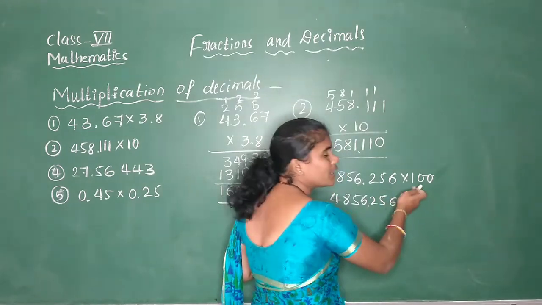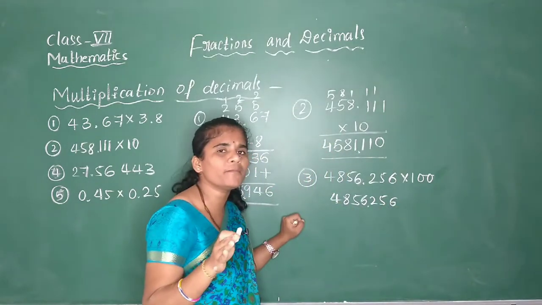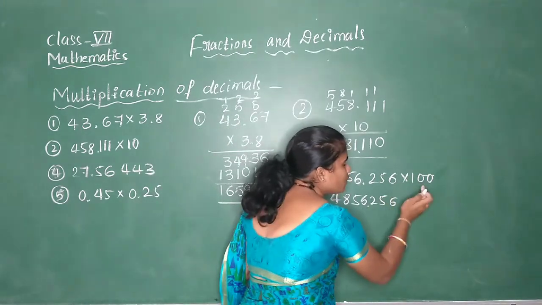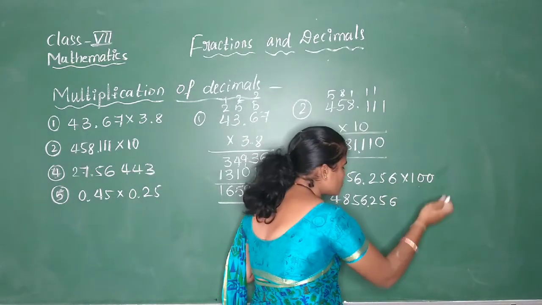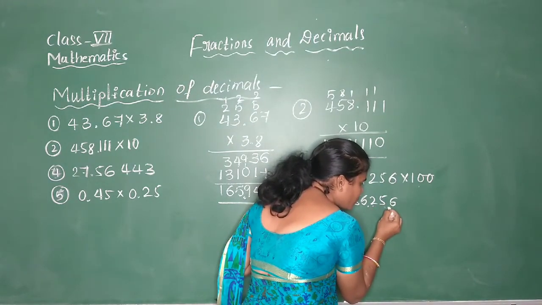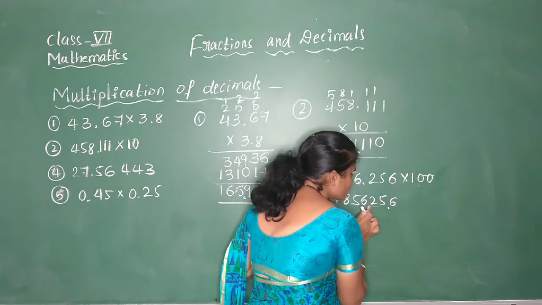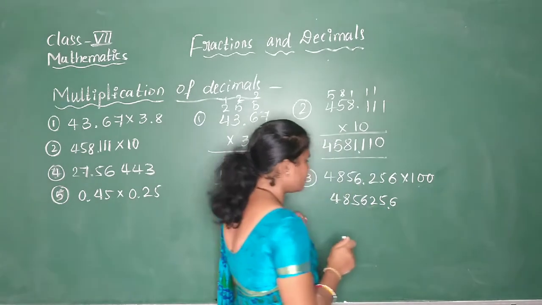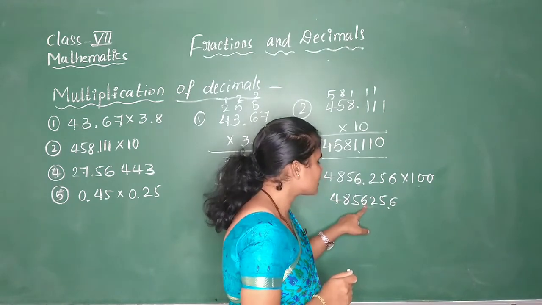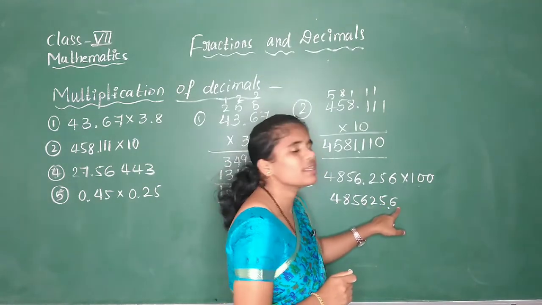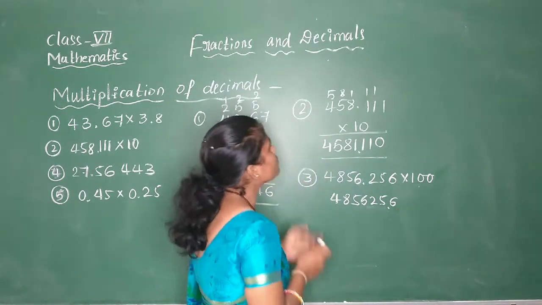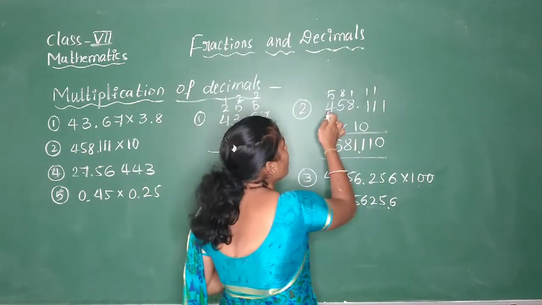Here we have to multiply by 100. So here 100 has 2 zeros, so after 2 digits we have to put the point. So we can read it as 4,85,625.6. I hope you understood this. See, here also easy calculation.